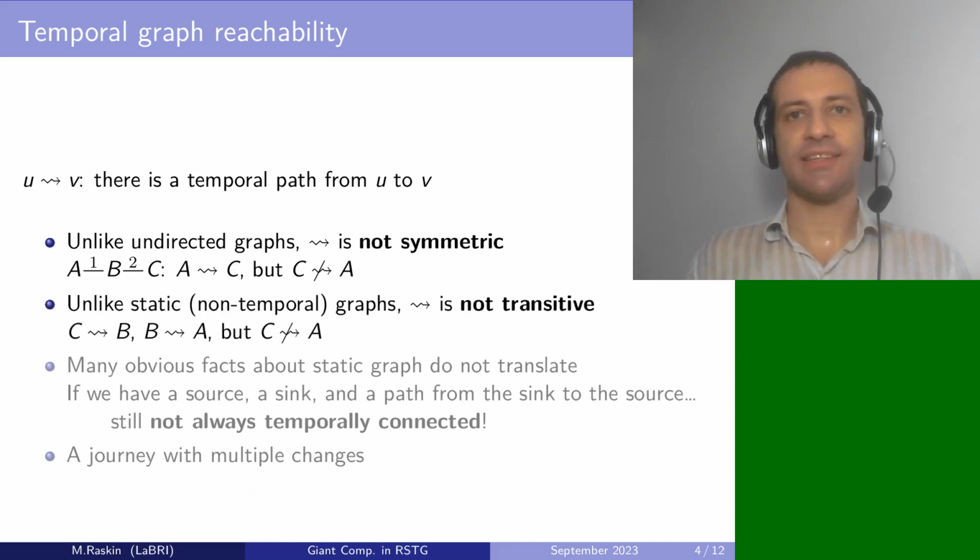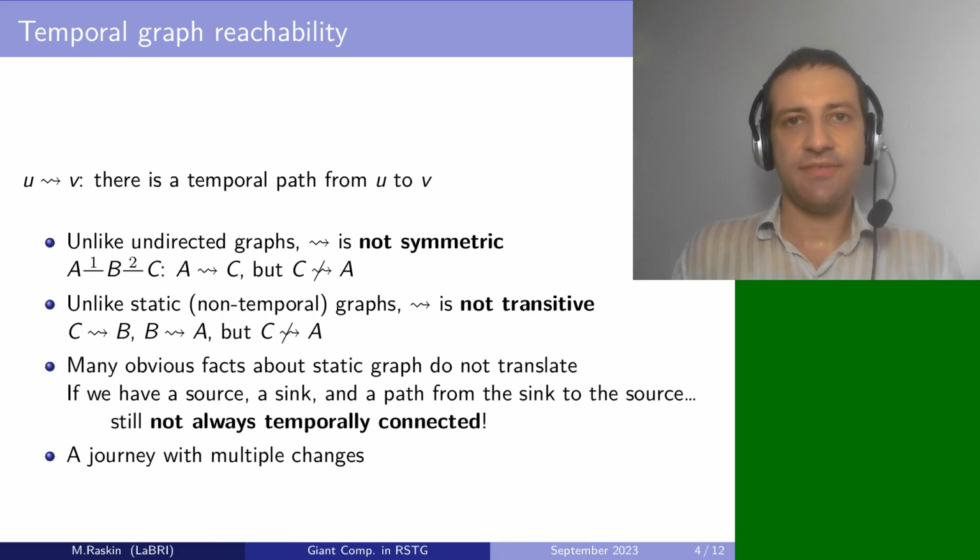Moreover, unlike the static non-temporal graphs, even unlike directed static graphs, temporal reachability is not even transitive. In the same example, we can reach B from C and we can reach A from B. But as we reach B too late to continue to A, we still cannot reach A from C. And in general, lack of transitivity means that a lot of basic and obvious facts about the static graphs do not have an analogue for the temporal graphs.